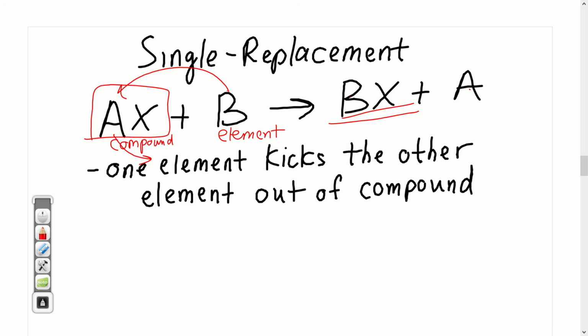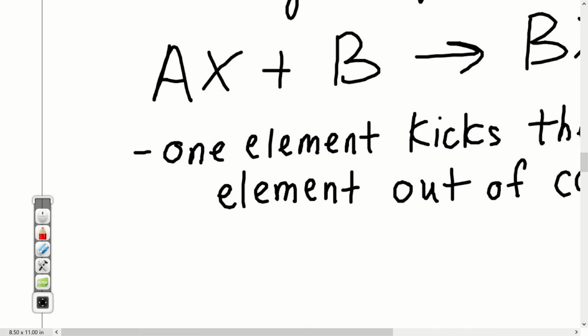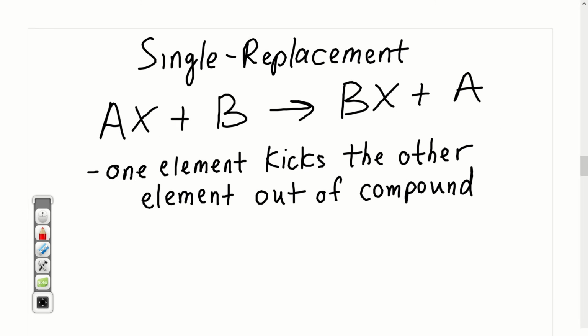Single replacement. All right? It's where somebody comes in, takes that one thing of yours, and now you're left with nothing. All right? The one thing we should pay attention to with these, if the element is a metal, it will replace a metal. A non-metal, I'm going to just write NM, a non-metal replaces non-metal. Okay? So you got to pay attention. If this is a non-metal, it's not going to come in and replace the metal. Okay? It's not going to do that. So metal replaces metal, non-metal replaces non-metal.